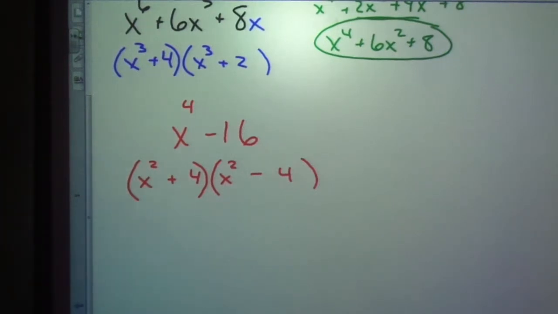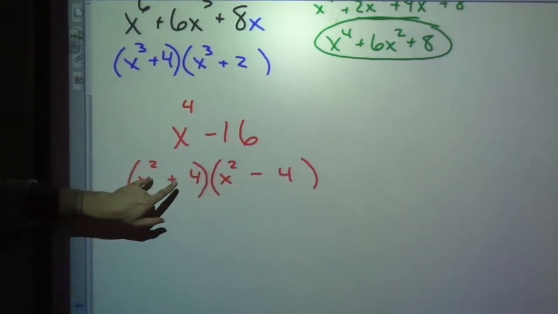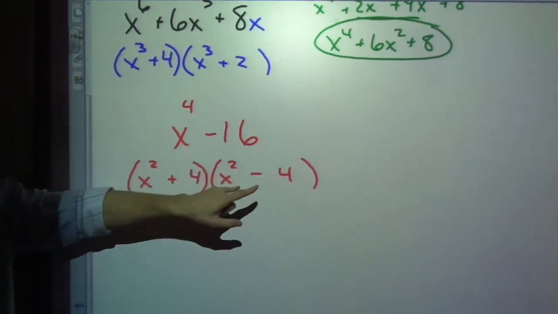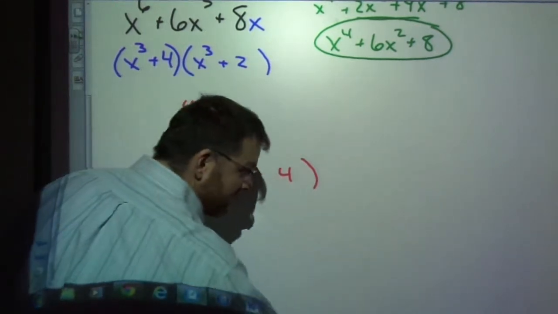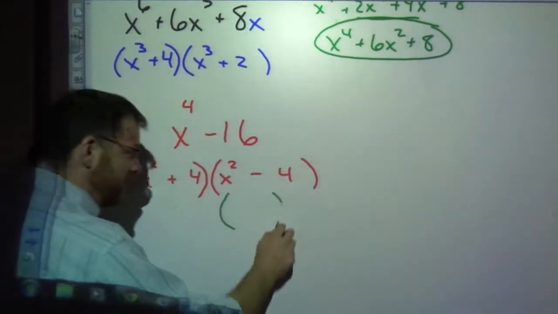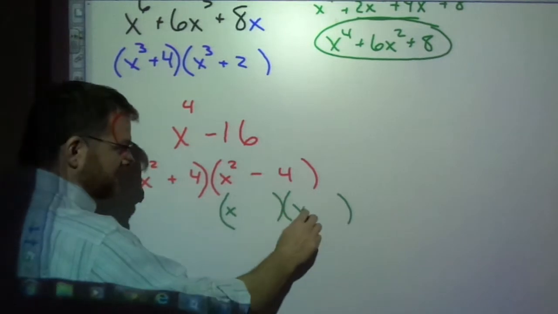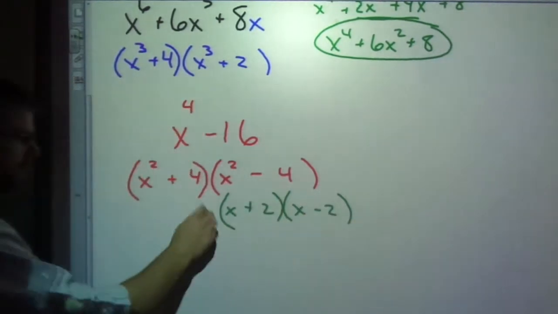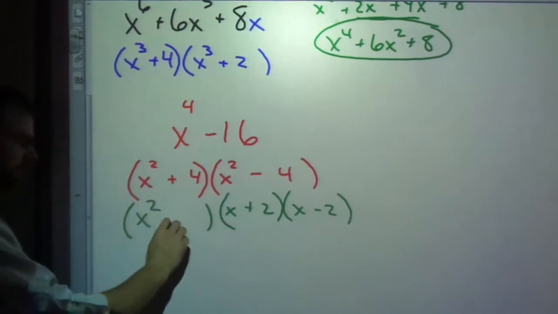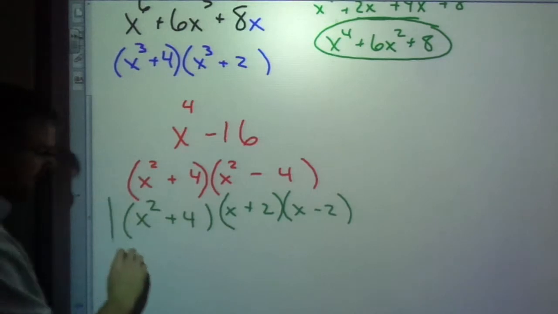Almost done. But always examine the end of your answer to see, is there anything I can do with these? This is a perfect square plus a perfect square. This is a perfect square minus a perfect square. Wait a second, that's another difference of two perfect squares. This one here, we can keep going with. The square root of x squared is x and x. Square root of 4 is 2 and 2. One positive, one negative. So x squared plus 4, this one just comes down. This one could be factored one more step.